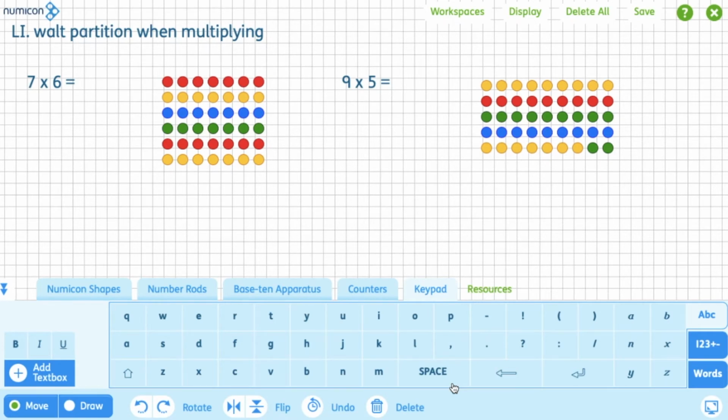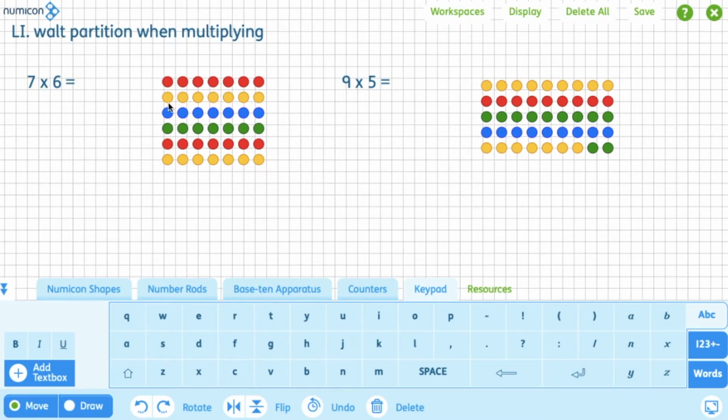Today we're going to look at partitioning when multiplying. So we've done partitioning before when we've done adding, but I'm going to show you how to do it when we're multiplying. Partitioning just means that we're breaking something up into smaller parts. Okay, so we're going to look at 7 times 6 to get us started. So we're over here, 7 times 6, and I've built an array to show you.